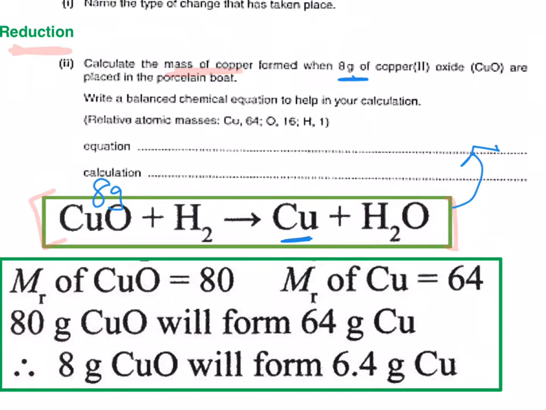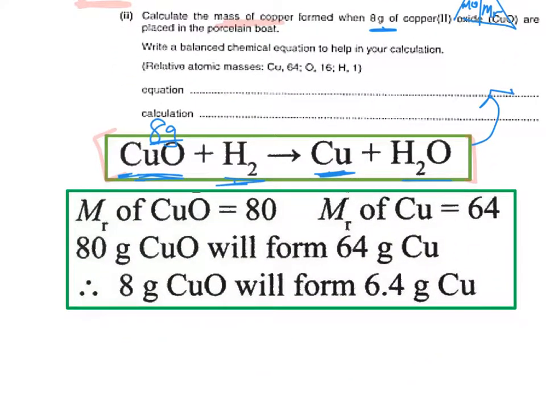Now, from the equation, we know that this is a 1:1 mole ratio, meaning 1 mole of this reacts with 1 mole of this to produce 1 mole of this and 1 mole of water. So what do we do? Find moles first. How do we find moles? Yes, your mole formula. You're taking mass divided by Mr. So find your moles.